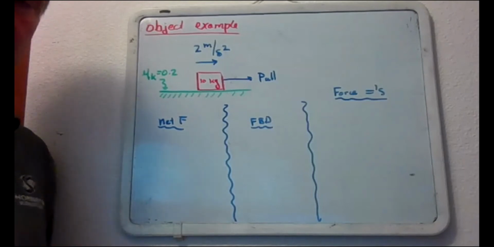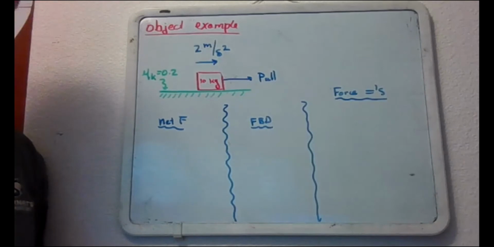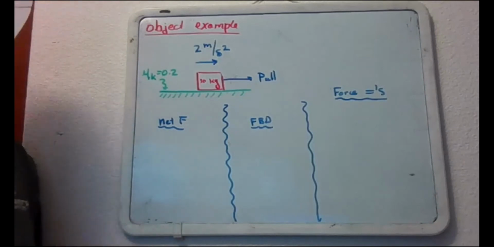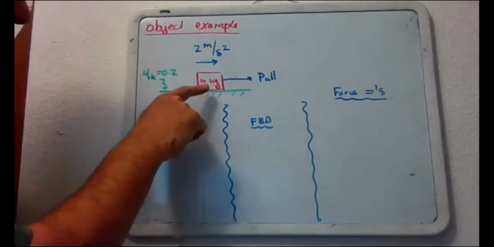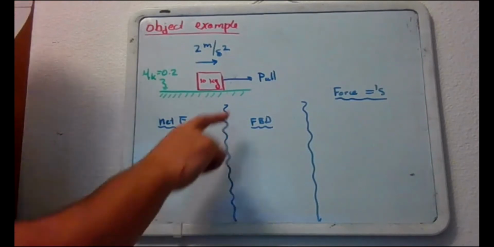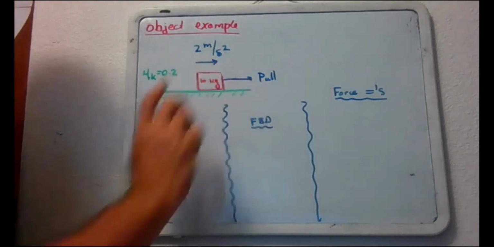Next, before we put it all together for fluids, let's do an object example where we remind ourselves how this actually works. So here's a very simple introductory physics object example where we have a 10 kilogram block. It's being pulled to the right. It's accelerating at 2 meters per second squared. The kinetic friction coefficient is 0.2, and we're supposed to figure out how big that pull is.